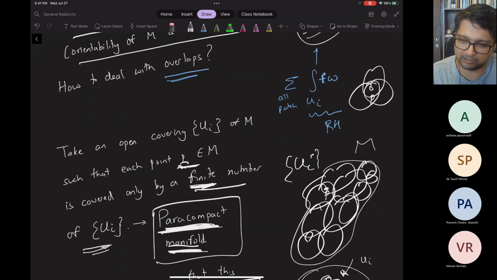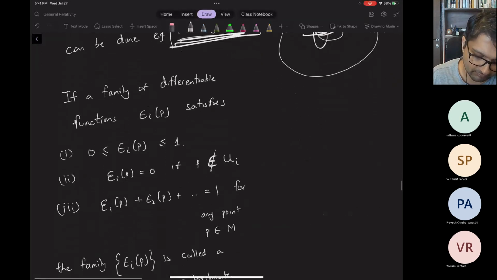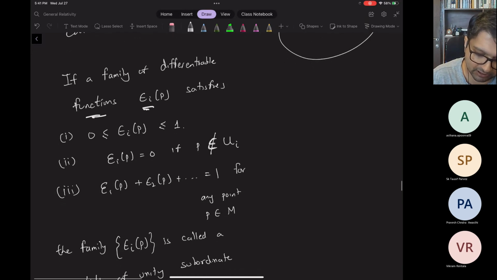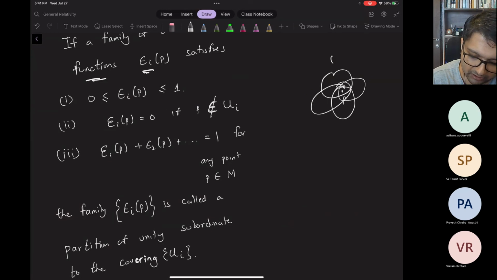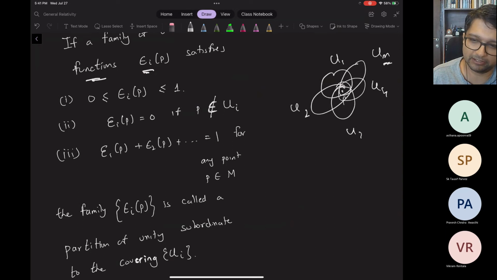So let's say there are only 3 coordinate patches in which this point lies. Okay, so now what we'll do is, if a family of differentiable functions epsilon I of P satisfies this property, that is, now imagine that I have a point P and it lies in the overlap between U1, U2, U3, U4 till some UM. M is finite, okay?